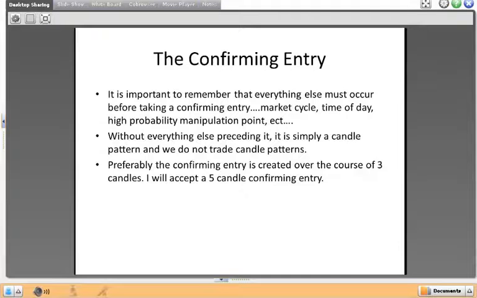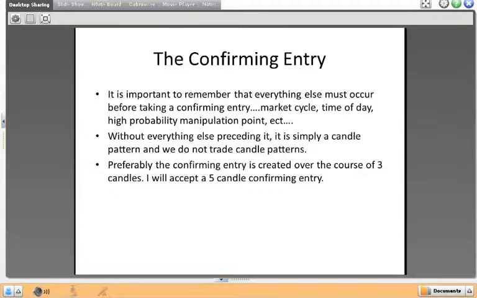You all have probably tried strategies that rely on trading candle patterns, and I'm going to venture to guess that 95% would all show the same thing in their account after trading a candle pattern strategy. Over the course of time, they just don't pay off. I'm sure there are exceptions to the rule. I'm positive there are. For the vast majority, they never can make candle patterns work, because a simple candle pattern is not enough to take a trade, in my opinion. Preferably, the confirming entry is created over the course of 3 candles.